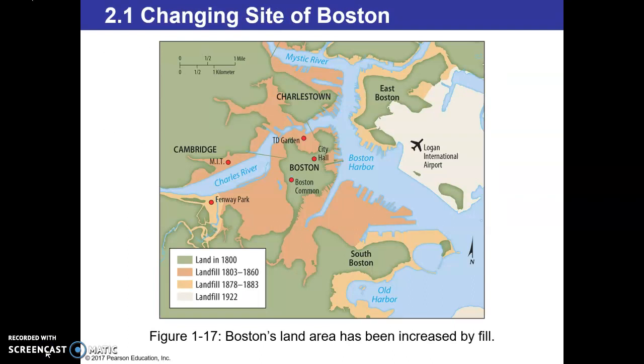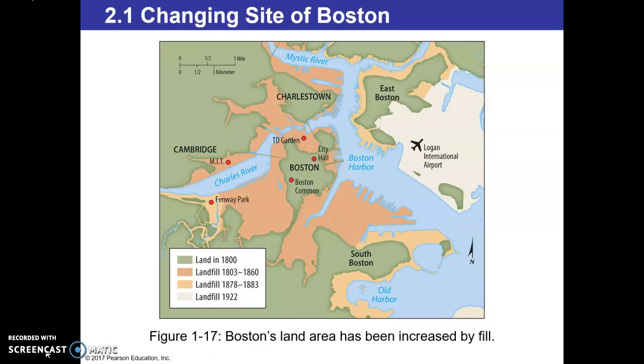Let's look at an example of site. This is a map that's located in your textbook on page 15, figure 1-17. And it's the changing site of Boston. The site of Boston has been altered by filling in much of Boston's harbor. Colonial Boston was a peninsula connected to the mainland by a very narrow neck. During the 19th century, a dozen major projects filled in most of the bays, coves, and marshes.